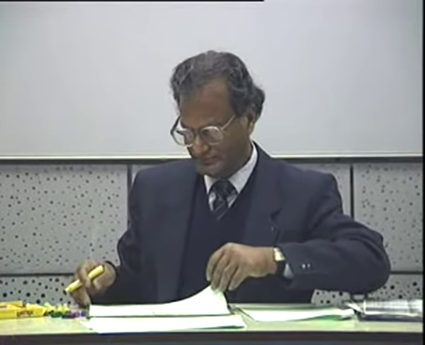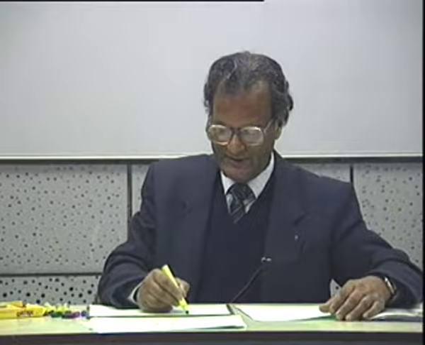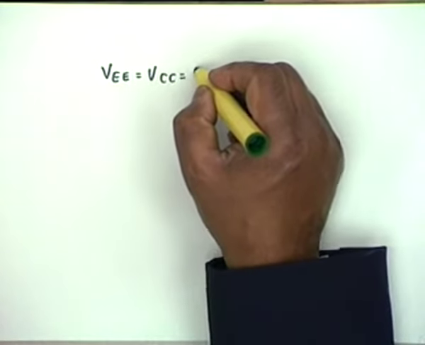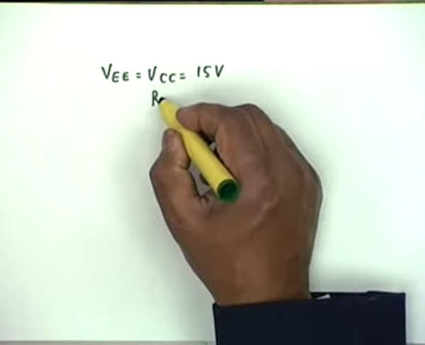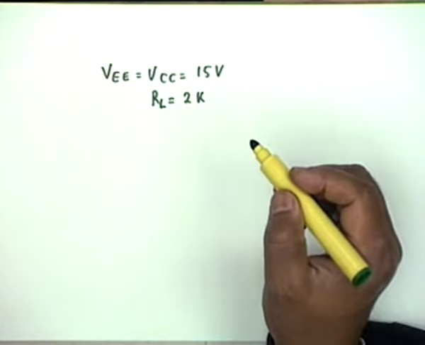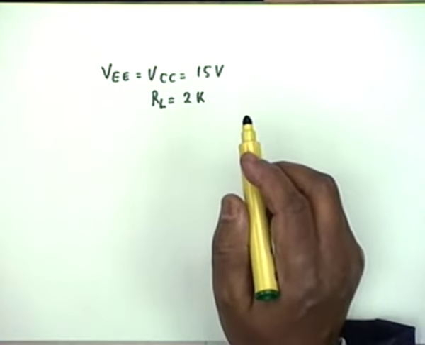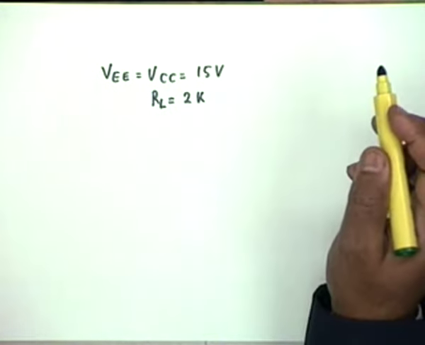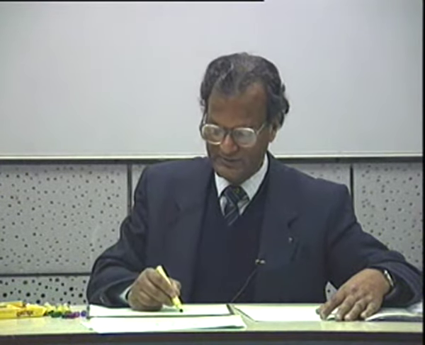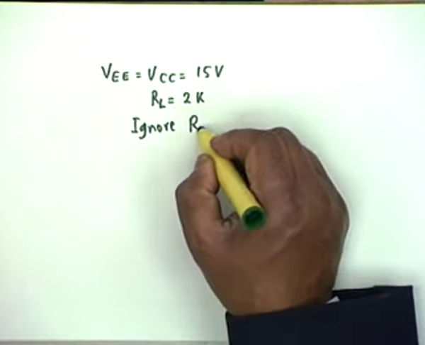Now, in this problem, what is asked for is the following. Please follow this carefully. Have you been able to draw the circuit? Totally? Okay. What is being asked for is the following. Let VEE equal to VCC equal to 15 volt, and RL is given as 2K. First, you neglect the effects of the 25 ohm protection resistor for normal operation. That is, the 25 ohm protection resistor is not there. First, ignore R16.